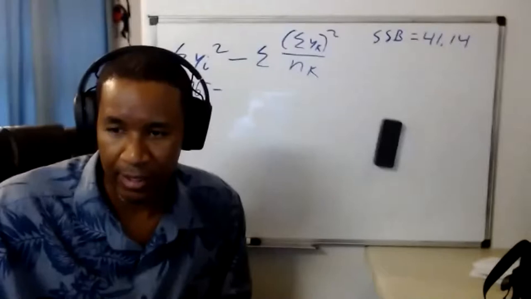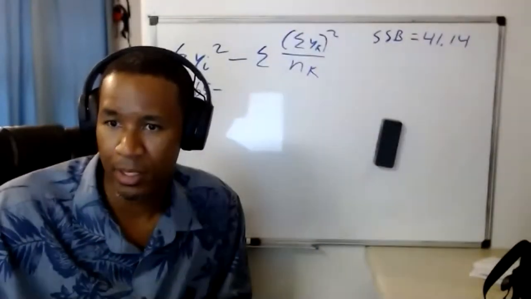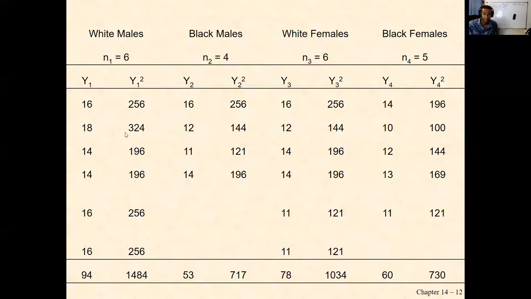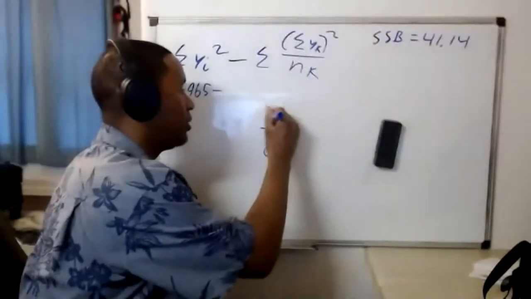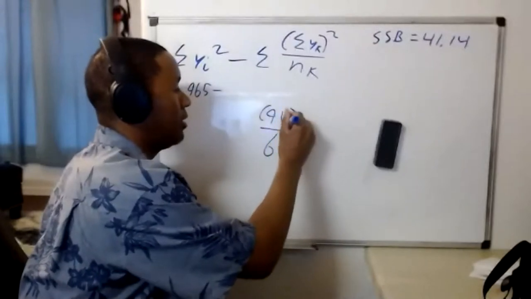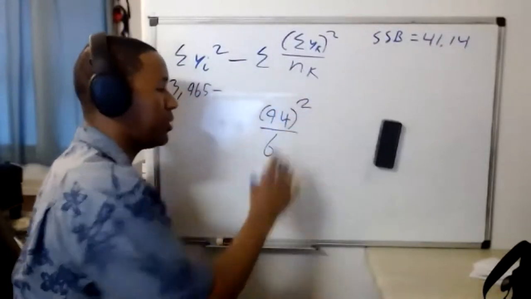So let's jump back to this PowerPoint. I know for the first sample, the n is 6, right? So I'm going to do this down here. Our n is 6 for the first sample. Then I have to sum up all these scores. So I take 16 plus 18 plus 14 plus 14 plus 16 plus 16. That would all add up to 94. I'm going to take this 94, square it, and divide by 6.